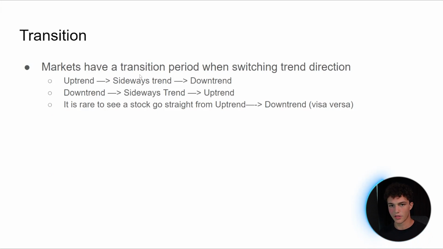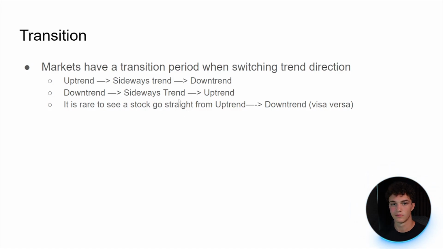Now, another point you guys need to understand is that trends don't usually just go from up to down to up to down. They have a transition period. And usually what we see in most stocks and most markets in general is that there is an uptrend and then it transitions to a sideways trend before transitioning down to a downward trend. And the same applies to the opposite. We usually see a downtrend, and then we see a sideways trend, and then we see an uptrend.